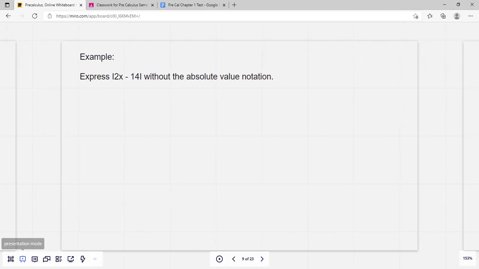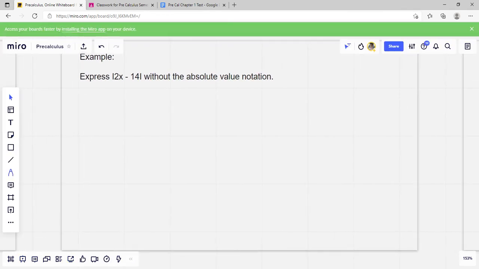All right, so for this one, we want to express that without the absolute value sign. So we've got 2x minus 14. The absolute value of 2x minus 14 is going to be equal to 2x minus 14 when 2x minus 14 is positive or 0.